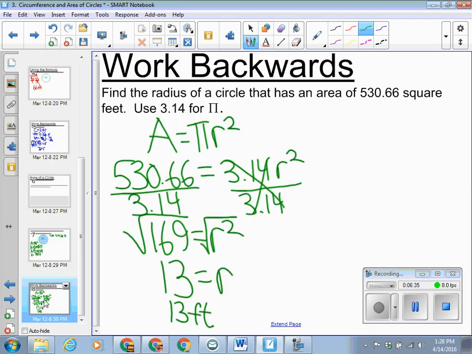This concludes your lesson over area and circumference of circles. It's basically just formula, chugging and plugging, and solving equations.